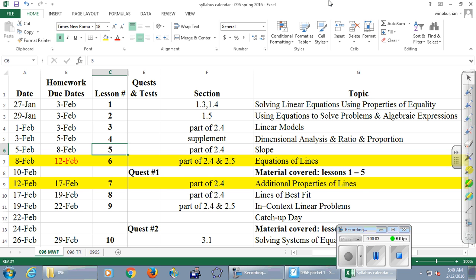Happy Friday. So the plan for today is different than the plan that I gave you on the syllabus on the first day of the semester because of that snow day that we had on Monday. So we took the quest as scheduled on February 10th, and the two highlighted days are the ones that we're going to talk about. We were supposed to cover lesson number 6, which is about equations of lines.